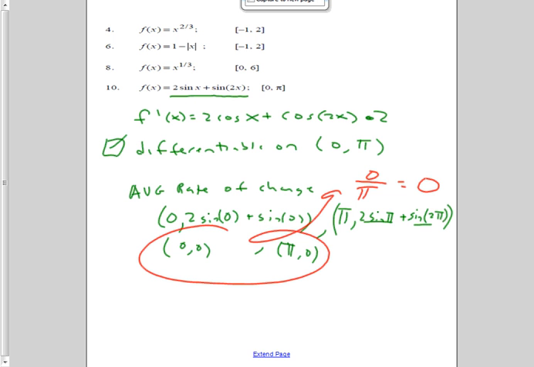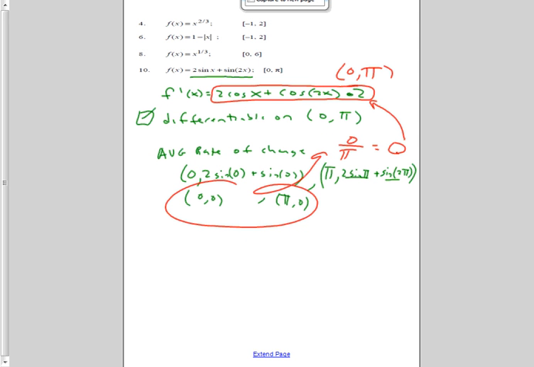So therefore, there must be some place on this interval, on the interval from 0 to pi, such that my derivative, my instantaneous rate of change, equals 0. So let's find out where that is. So my derivative, 2 cosine x plus 2 cosine 2x, must equal 0 at some place.